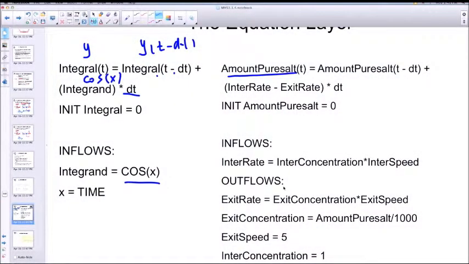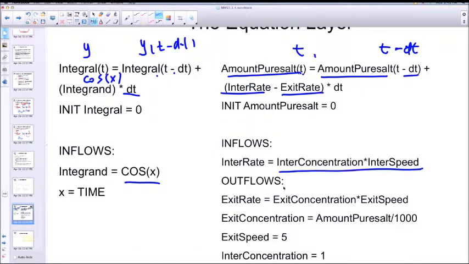And to solve the fluid mixing problem I did last time, look, the amount of pure salt right now, T, equals the amount of pure salt a moment ago, T minus dt, plus the enter rate minus the exit rate. The enter rate equals the concentration times the entering speed. The exit rate is the concentration times the exit speed. And the concentration equals the total amount, that's the x, divided by the volume.